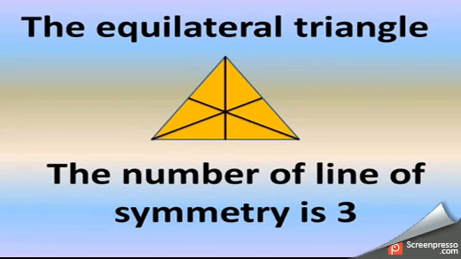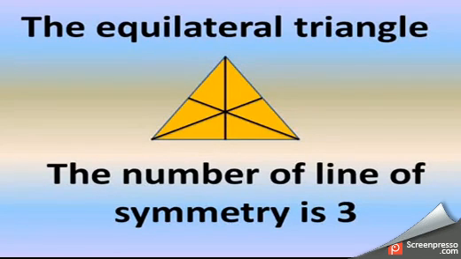Okay, so I will revise now. The number of lines of symmetry of the square is 4. The number of lines of symmetry of a rectangle is 2. The number of lines of symmetry of the rhombus is 2. The number of lines of symmetry of a parallelogram is 0. The number of lines of symmetry of the equilateral triangle is 3.